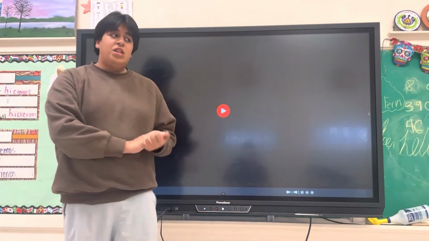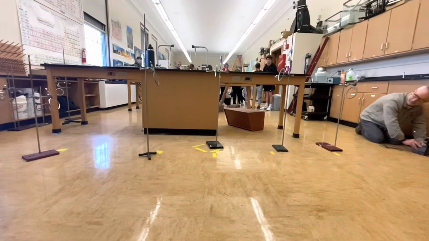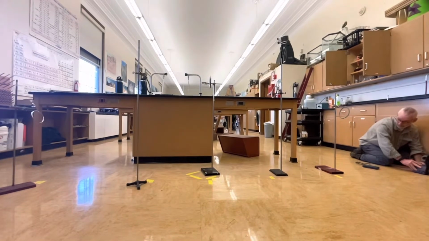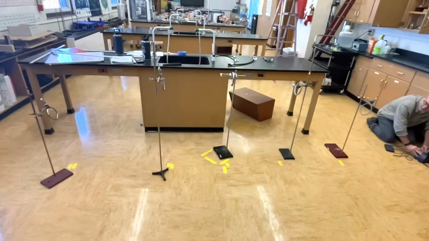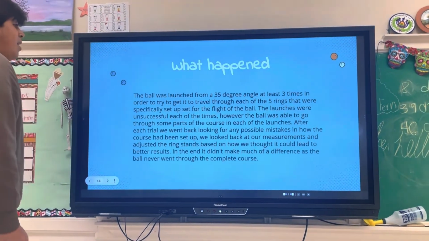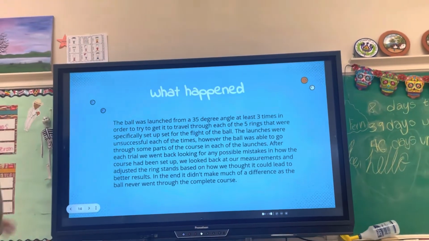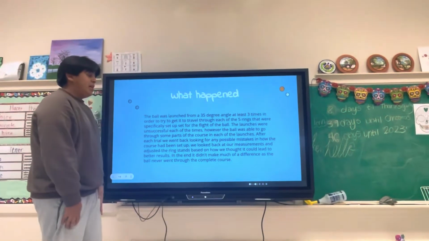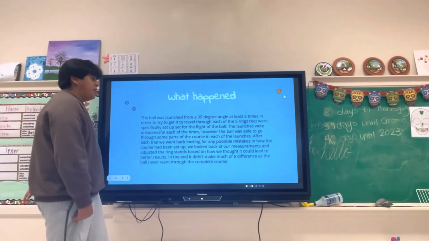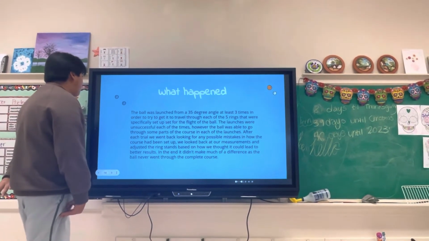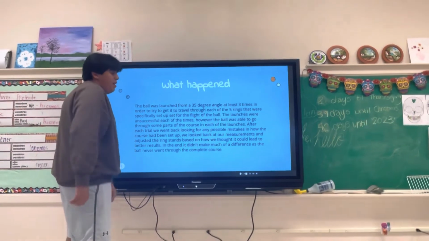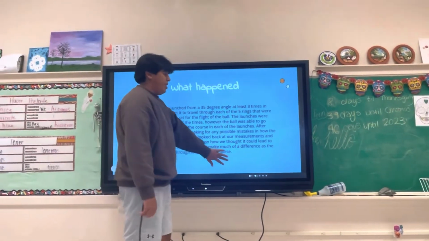So we didn't really do it correct, but what happened, pretty much just our methods. We shot it at a 35-degree angle at least 3 times. We missed every single time. We tried it 5 times actually, but we missed each time. We set up 5 rings and we calculated the course's time of flight, and we calculated it correctly, it just didn't work.